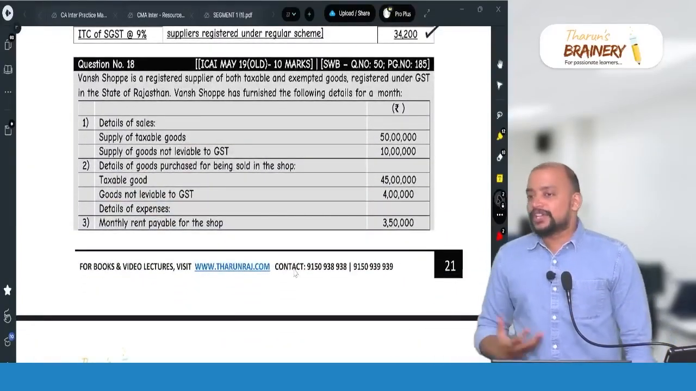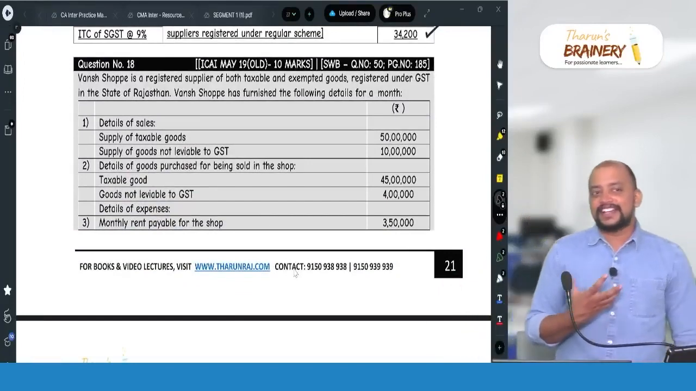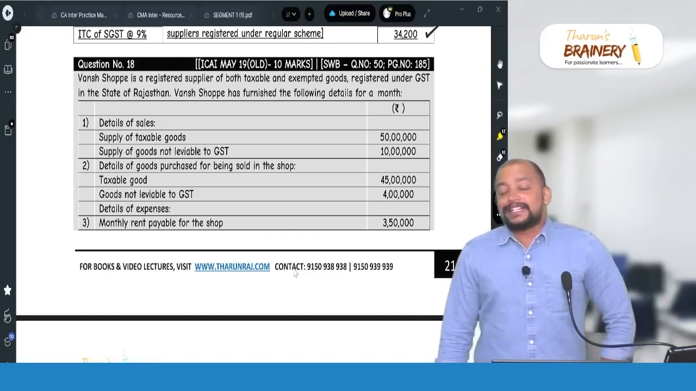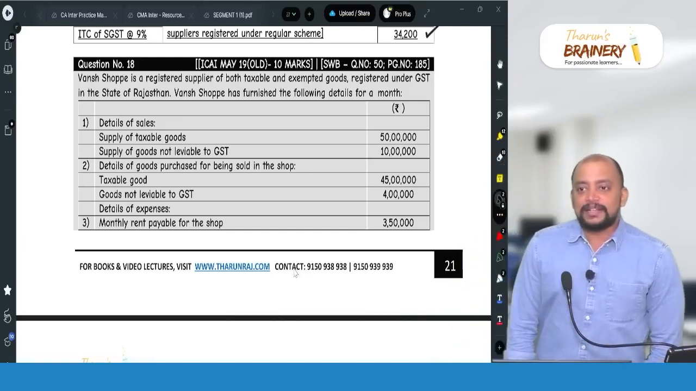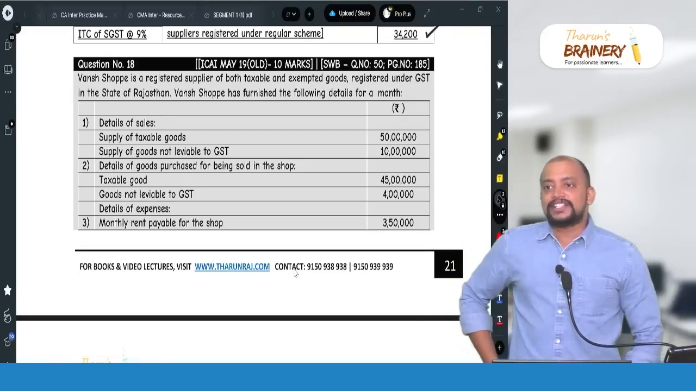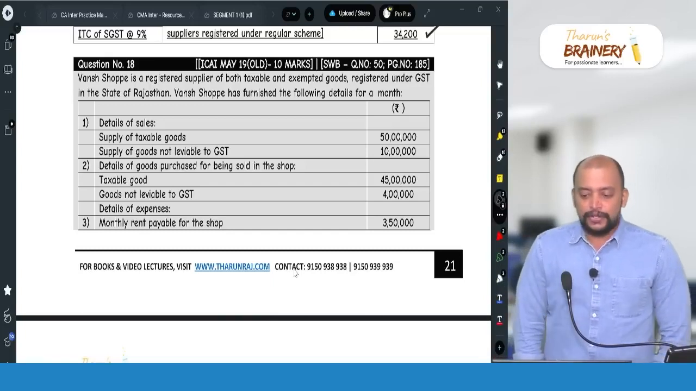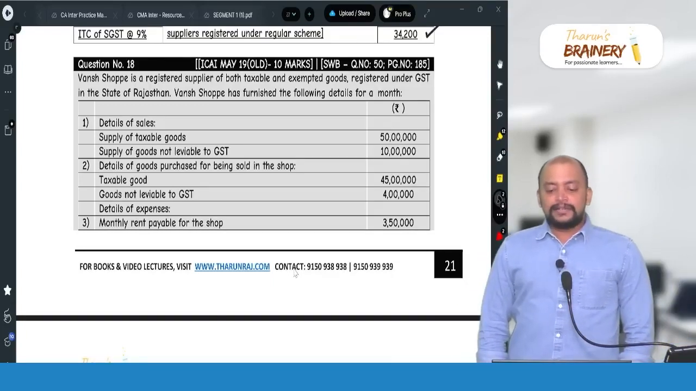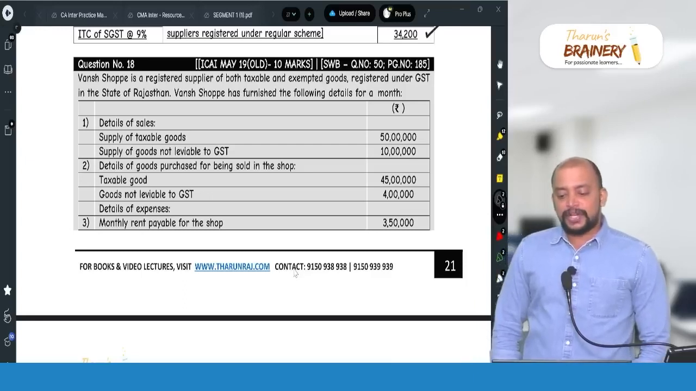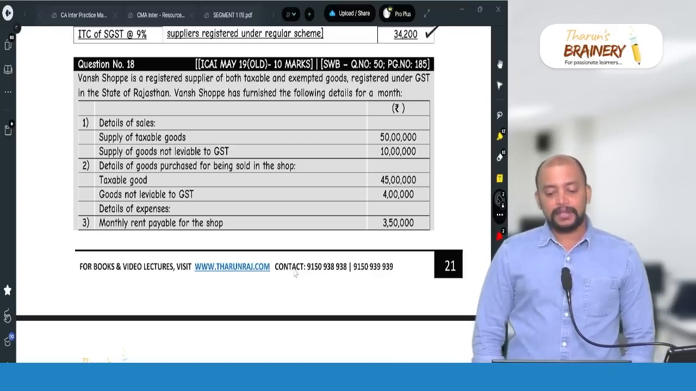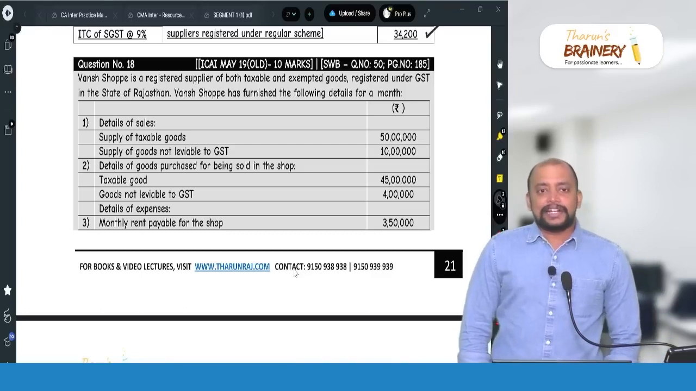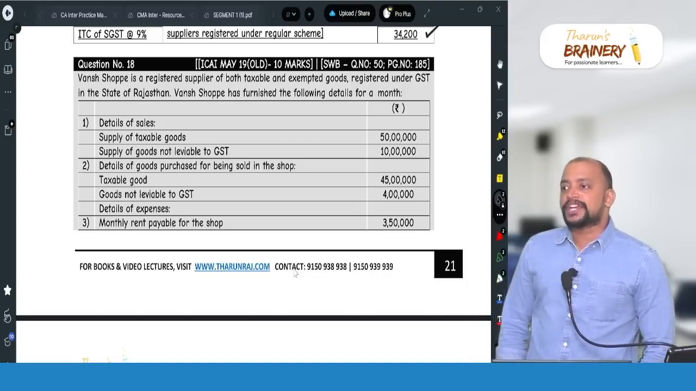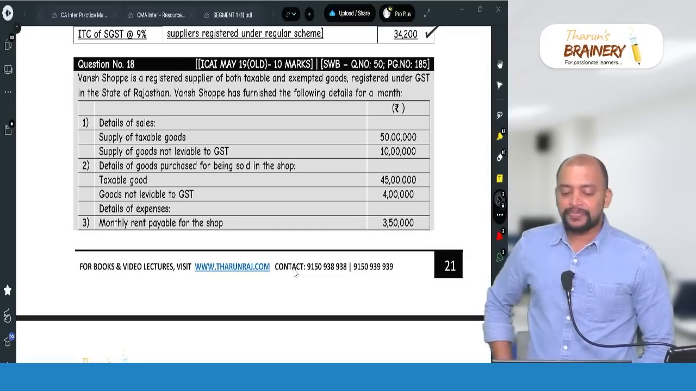So it's a very good question. I did not create this question. It is from RTP, November 18 RTP. After that RTP, they did not test this question anytime, so it is long overdue. Question number 18, which is on page number 185. This is related to the manner of apportionment of credit in case of inputs and input services, Rule 42.